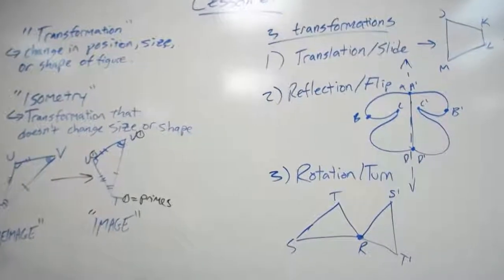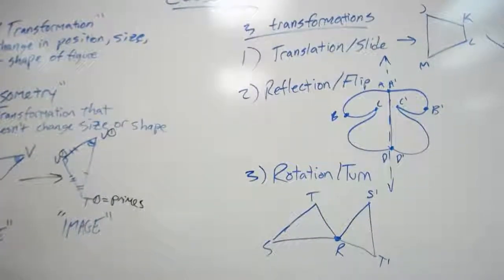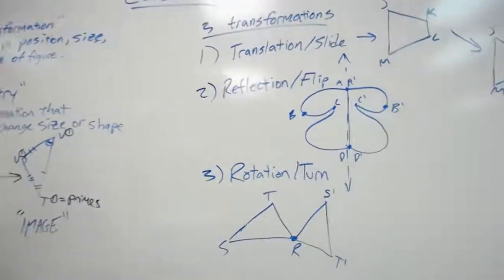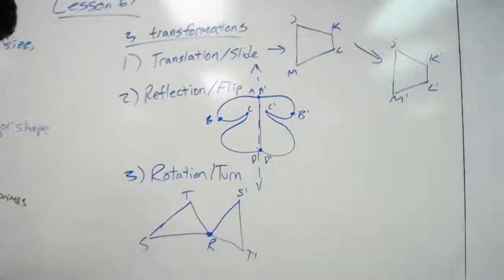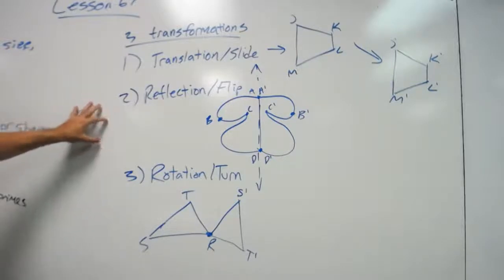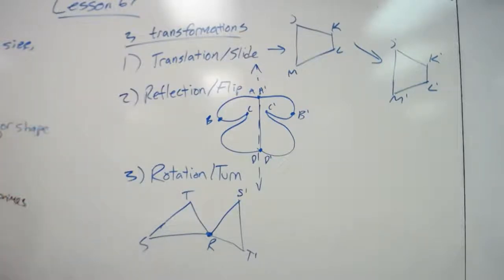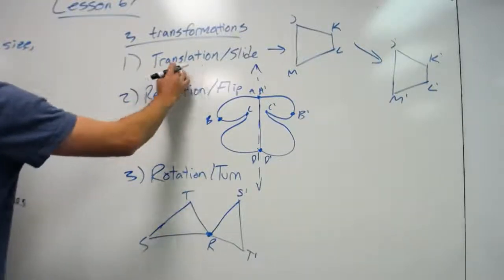All we're going to look at to finish this lesson is 3 different types of transformations. Now, all these are isometries in this lesson, but eventually we'll get to where they're not isometries. So the first transformation is called a translation or a slide.